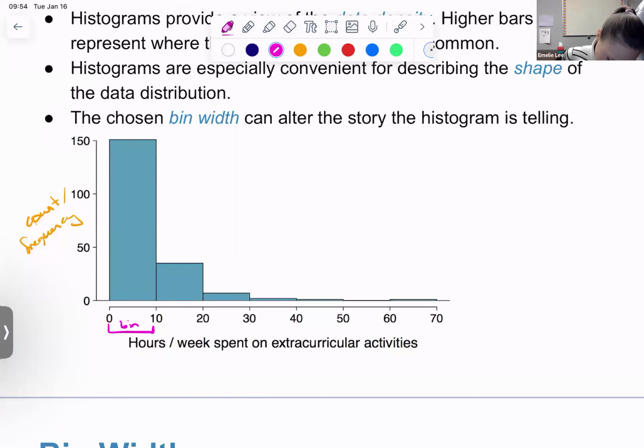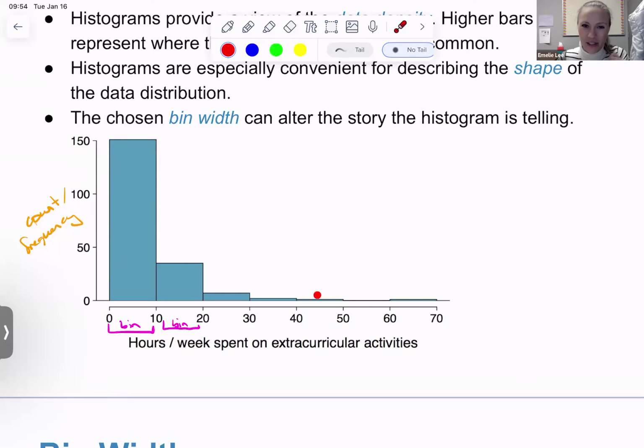So this is a bin, and this is a bin, and so on and so forth. The bin width here looks like it's 10. The variable that we're talking about is the hours per week spent on extracurricular activities. This one over here, it's so tiny, but there is someone in the 60 to 70 hours per week category, which is either very luxurious or exhausting, I'm not sure. But you want to keep an eye out for extreme values like that.